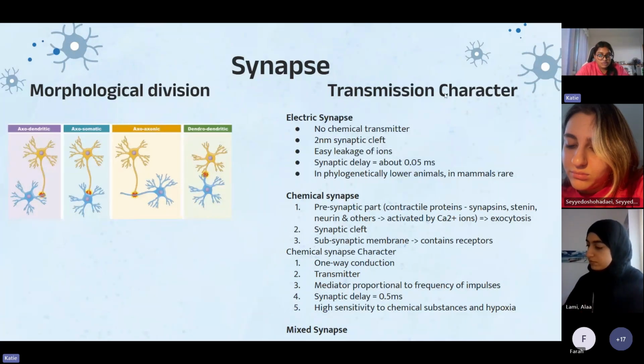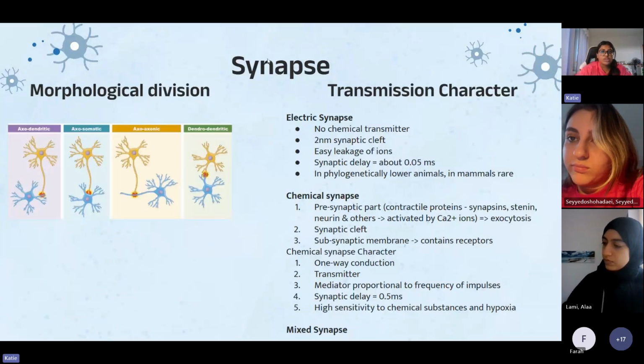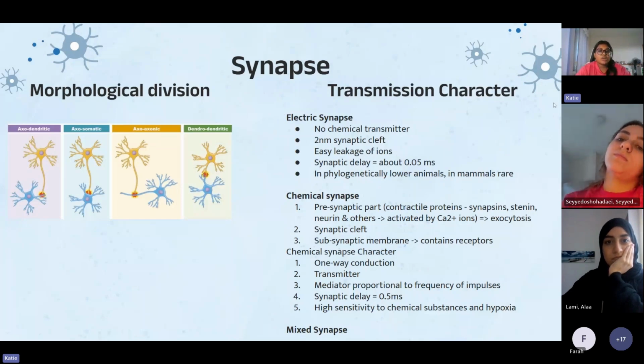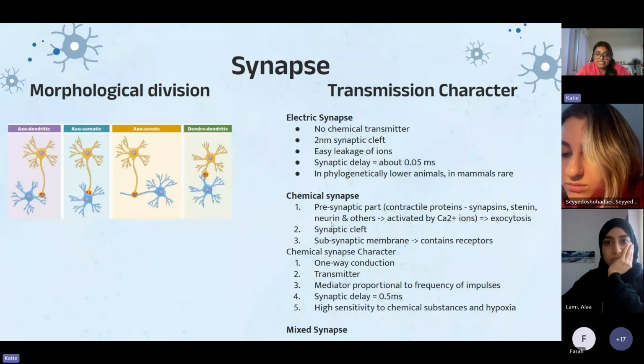Now, talking about the transmission character, we haven't studied the different transmission characters before because we've only learned about the chemical synapse, which I'm sure you're all aware of. Even Tandis addressed it with the transmission of neurotransmitters. But when we talk about transmission character, we have three different types: an electrical synapse, a chemical synapse, and a mixed synapse.